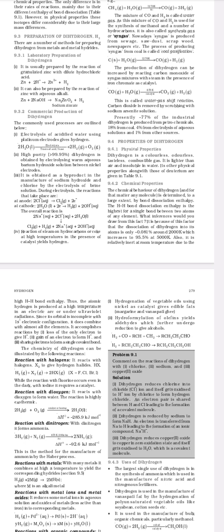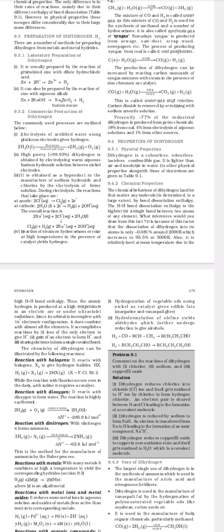So the next topic is properties of dihydrogen. First is physical property. Dihydrogen is a colorless, odorless, tasteless combustible gas. It is lighter than air and insoluble in water. Its other physical properties along with those of deuterium are given in the table. Next are chemical properties. The chemical behavior of dihydrogen, and for that matter any molecule, is determined to a large extent by bond dissociation enthalpy. The H-H bond dissociation enthalpy is the highest for a single bond between two atoms of any element.